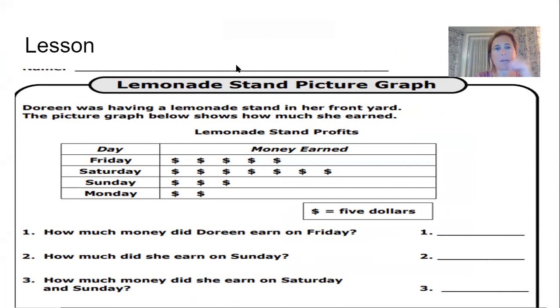Just like we had a title in a bar graph, here is our lemonade stand picture graph. Here is our lemonade, and the title of the graph is lemonade stand profits. This tells us what it's going to be about. Let's remember what profits means. Profits means the money that they earned through the lemonade stand. It looks like our symbols are going to be dollar signs.